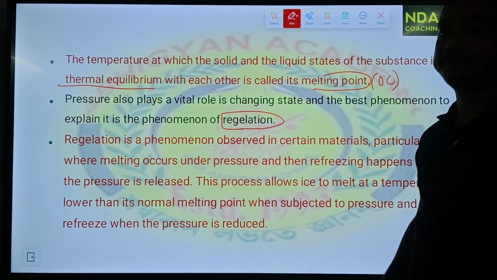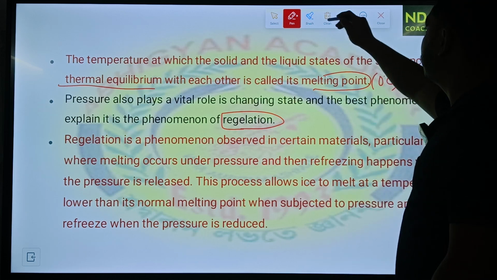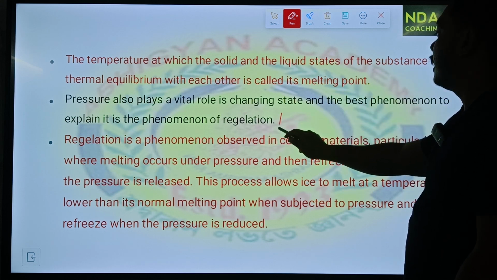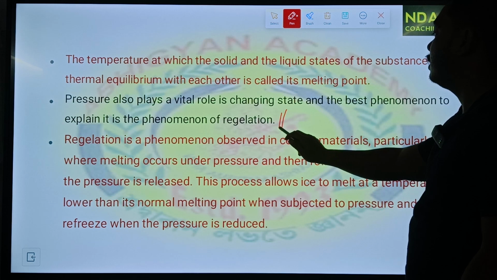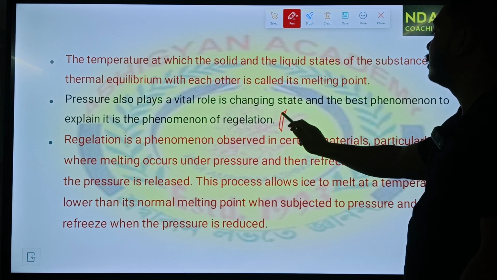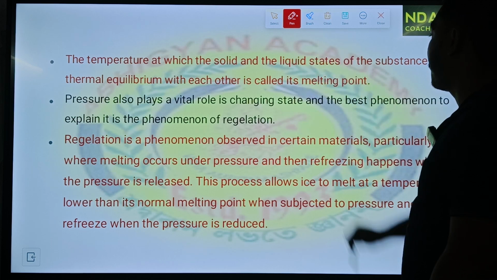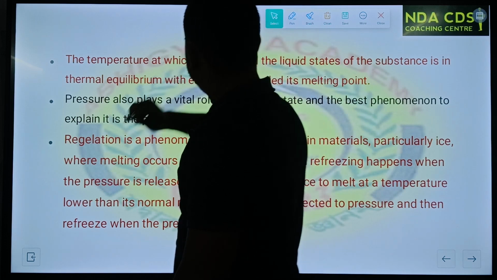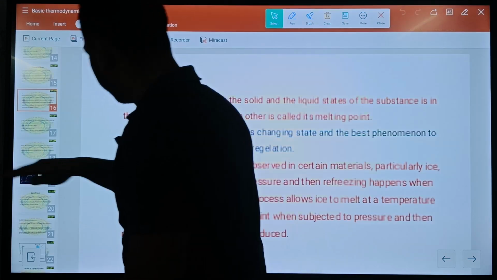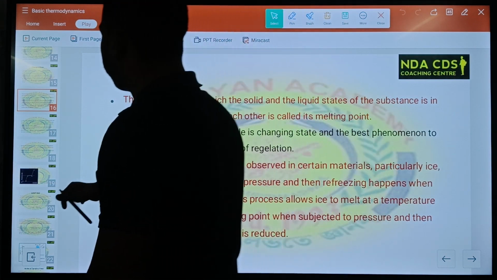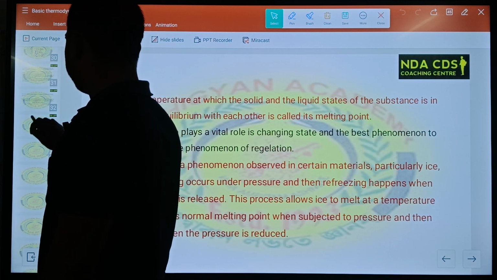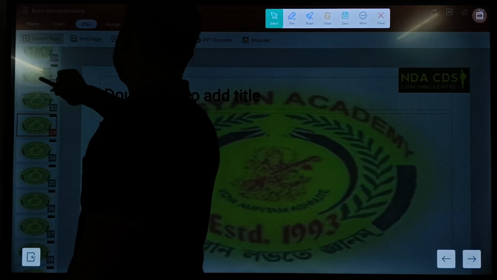Okay, done. Now look at this word, regelation. Have you ever wondered how ice skaters skate on ice? Have you guys wondered that these ice skaters can skate or slide on ice, but how does it happen? Any idea? How does it happen?